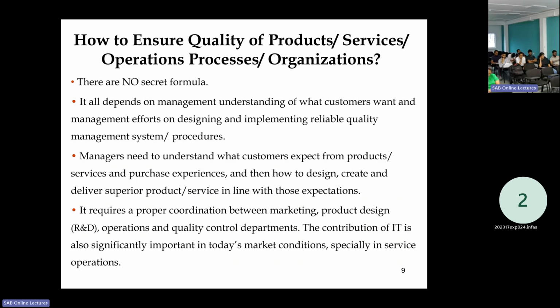Managers need to understand what customers expect from their products and services, and what customers expect from those purchase experiences. Accordingly, they design the product, produce it and deliver it in a better way than their competitors to meet those expectations, so that they can ensure quality. That's simple. Is that clear? Because ultimately what matters is meeting the expectations of customers.